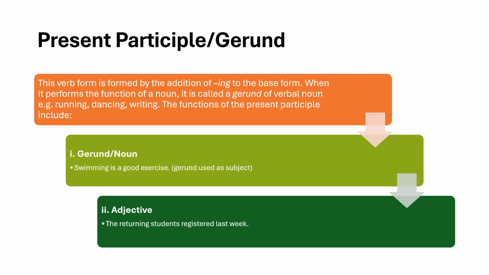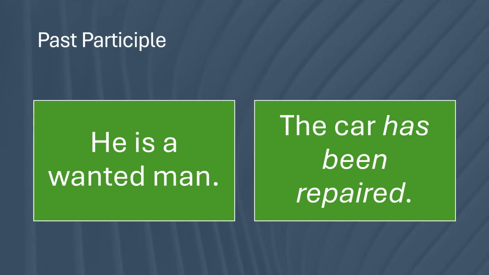Here is something serving as an adjective: the returning students registered last week. So it is returning. Now the ing element here is actually qualifying student, so it is serving as an adjective. Then as past participle, he is a wanted man. Then the car has been repaired.